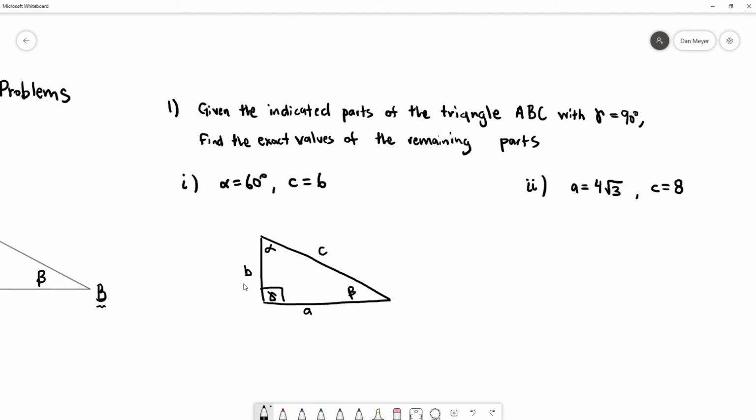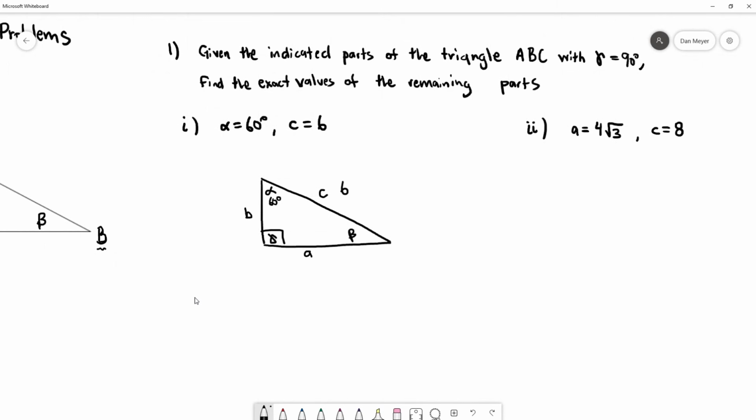In this case, they told us that alpha was 60 degrees and that c was 6. We're meant to use that information to find the remaining parts, figure out what all the side lengths are, a, b, and c. Well, we know that c is 6. As well as what all the angle measures are. We already know that alpha is 60 and gamma is 90 degrees. Remembering that all the angles have to add up to 180, we can quickly identify that beta is 30 degrees.